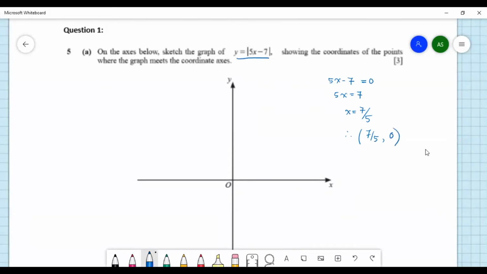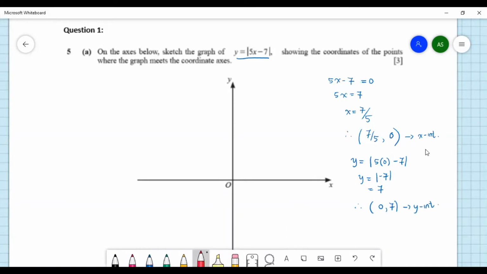So this 7 over 5, 0 is also your x-intercept. Okay, the next thing that we need to find is your y-intercept. So that means we let x is equal to 0. So y is equal to the modulus of 5 times 0 minus 7. So in the end, our y is the modulus of negative 7, and that will give us positive 7. So therefore, our y-intercept is 0, 7.